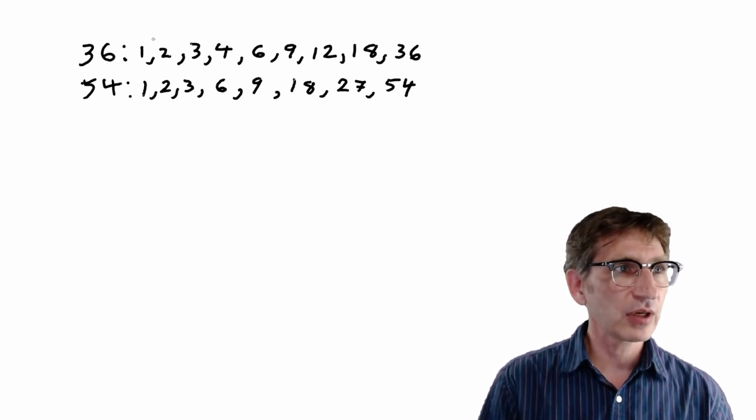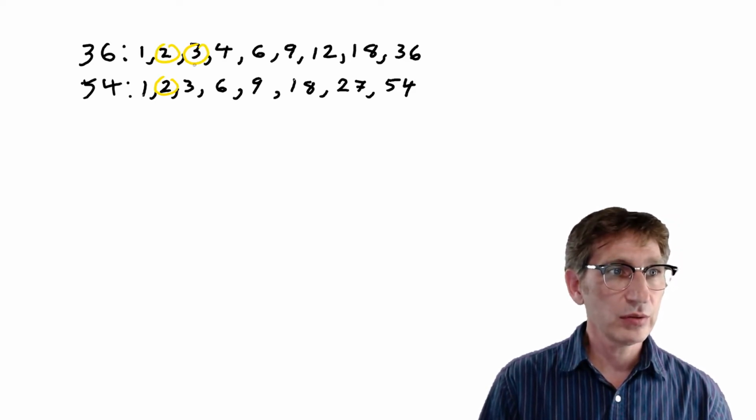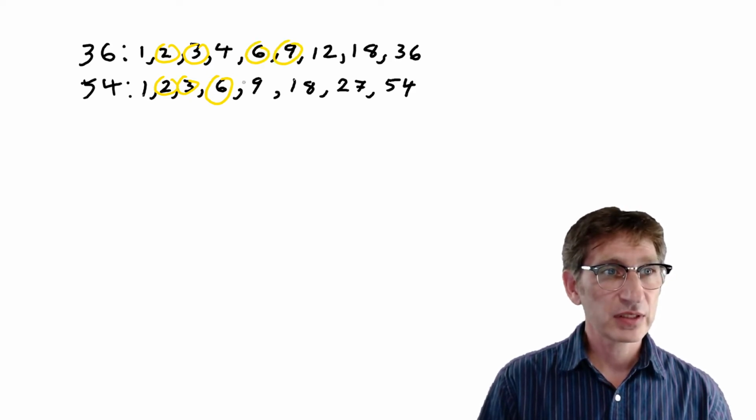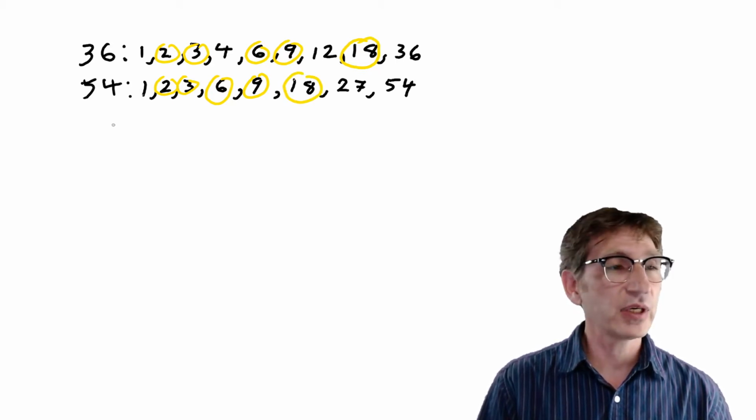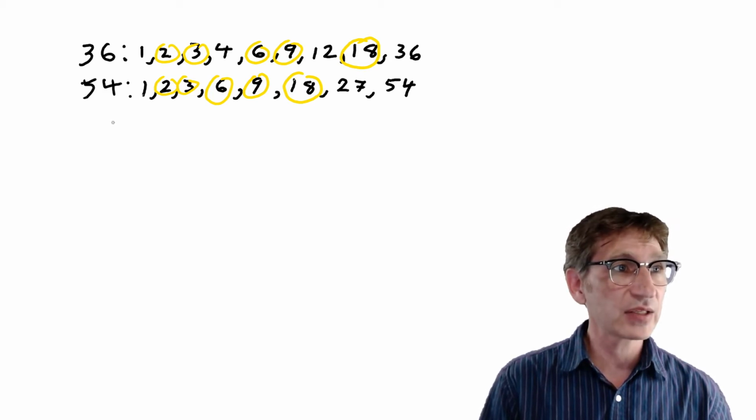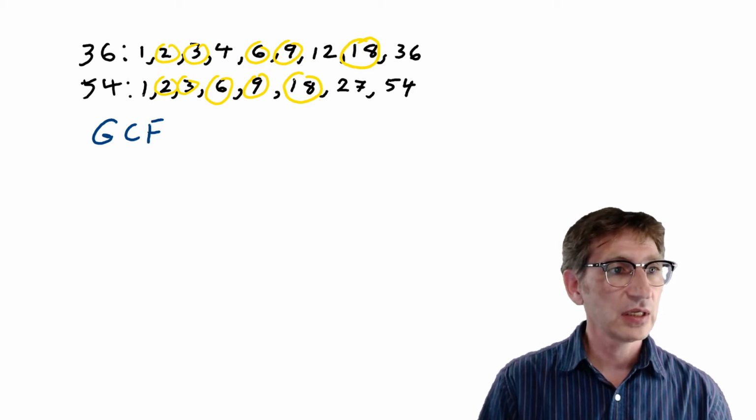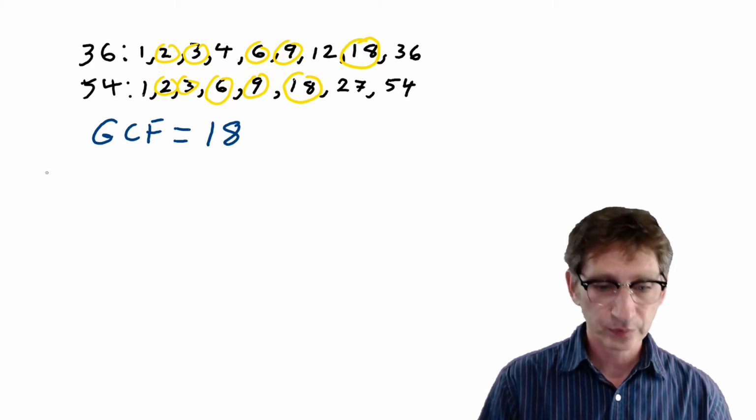And now we start looking for the ones they have in common. We're not really concerned about one. They both have a 2. They both have a 3. Ooh, they both have a 6. And look at this, 18. So greatest common factor means we're looking for the biggest one. The biggest one here is 18. So the greatest common factor of 36 and 54 is 18.